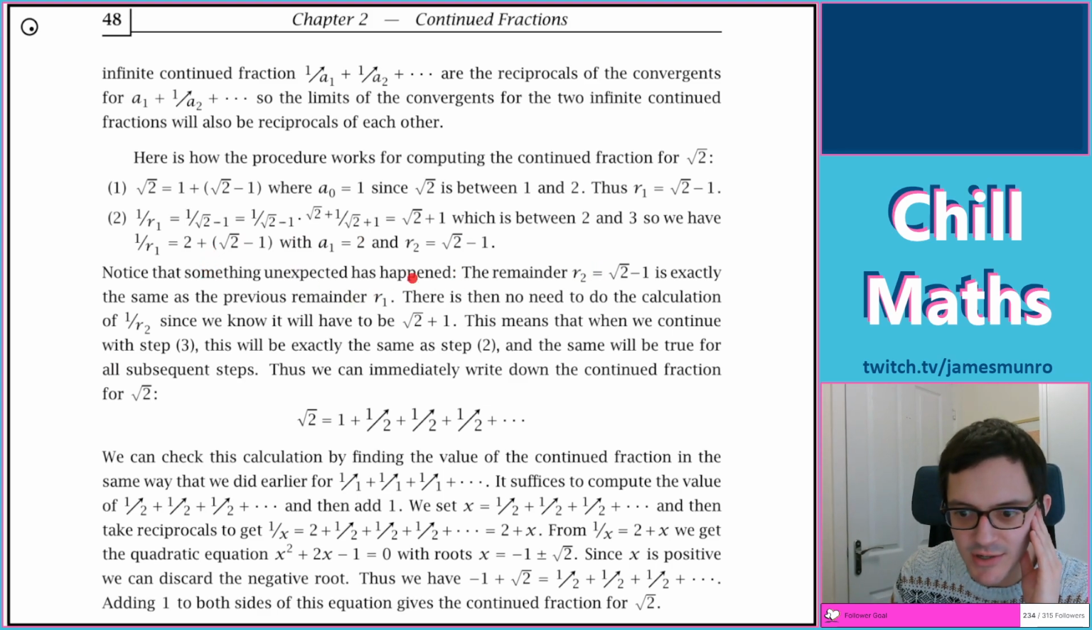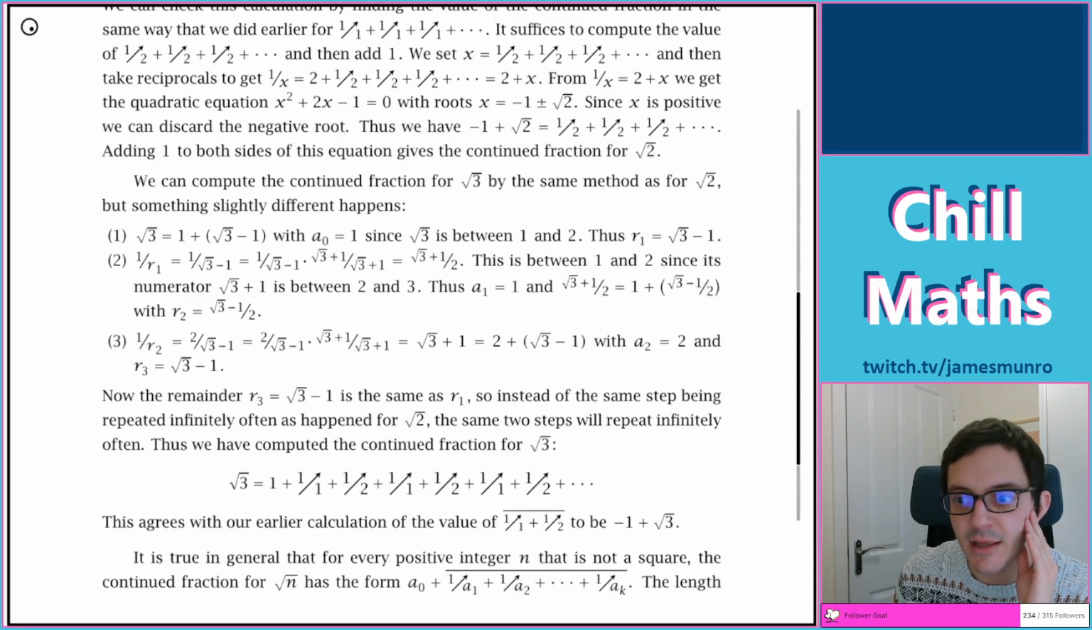Exactly the same. We just did this earlier on the stream. So root 2 plus 1. I did it wrong, but I had a go. Continue, get this, and it's the thing that Maths222 said in chat. Check this by finding the value of continued fractions the same way. Good, get this convergence.